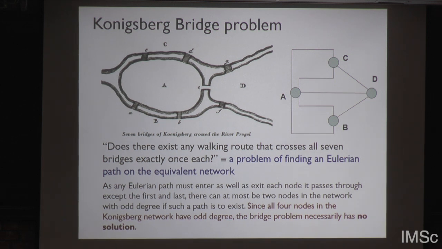Even then, you have to go out of that node, right? So the moment you want to go out of that node, you have to use an edge which you already used once before, which violates this condition. Yeah, that is enough to solve this problem. The moment you find that you have a network where you have more than 2 nodes which have odd degree, you realize that an Eulerian path cannot exist.